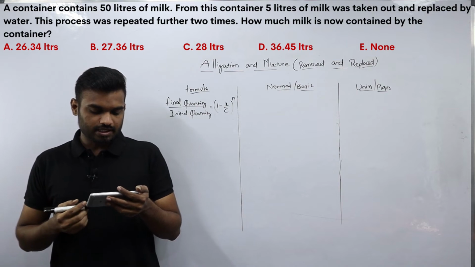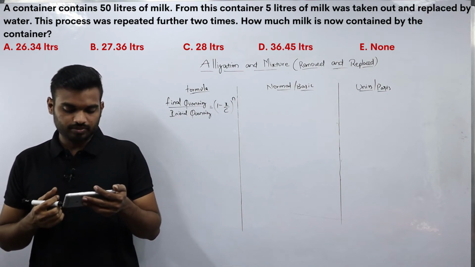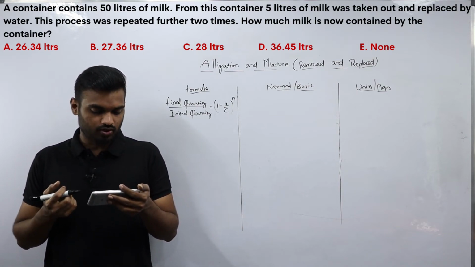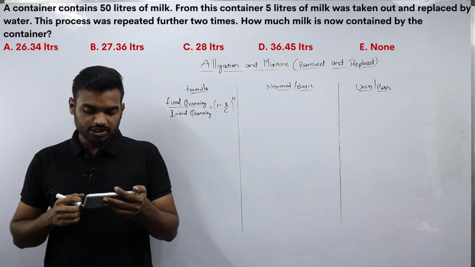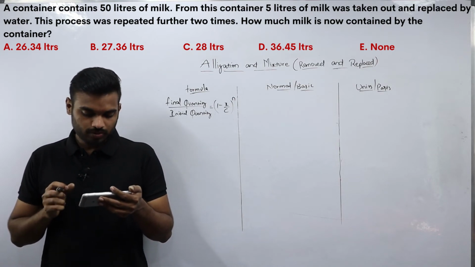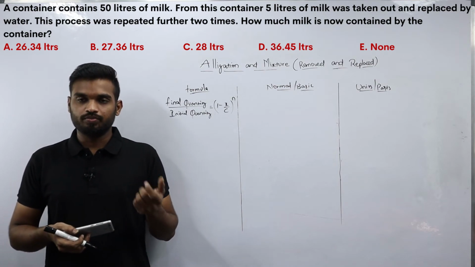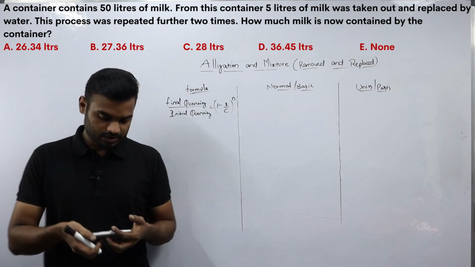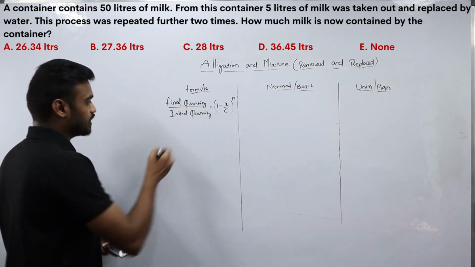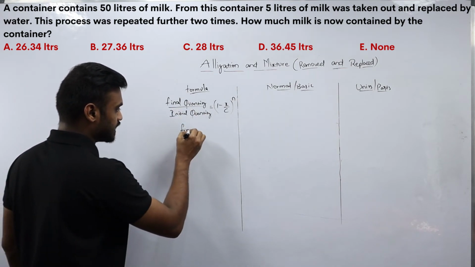They are saying that a container contains 50 liters of milk. From this container, 5 liters of milk was taken out and replaced by water. This process was repeated further 2 times. How much milk is now contained in the container? So we need to find out what is the total amount of milk in the final container. Okay, see here, we need to find out what is the final quantity. So I am keeping this final quantity as it is.